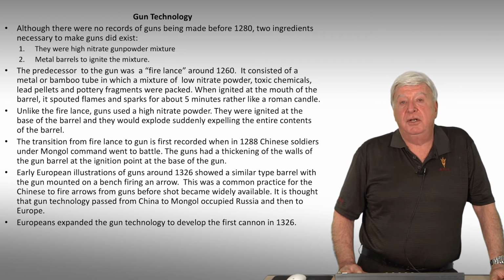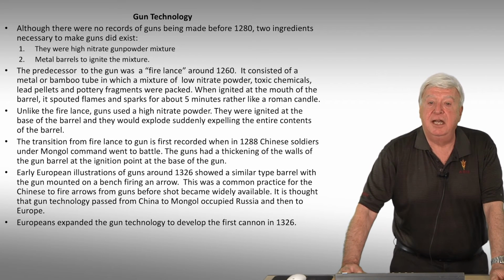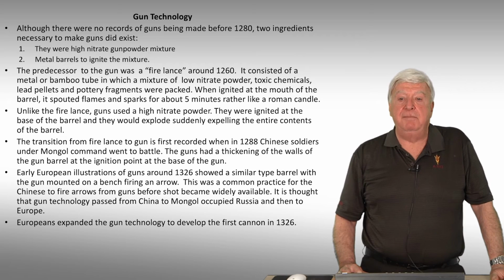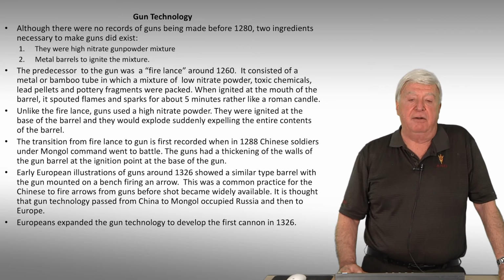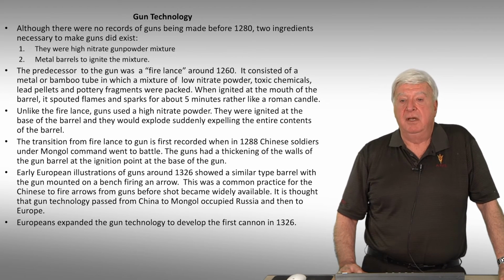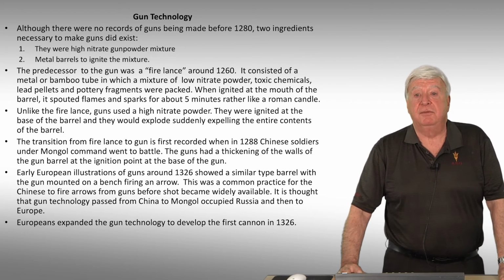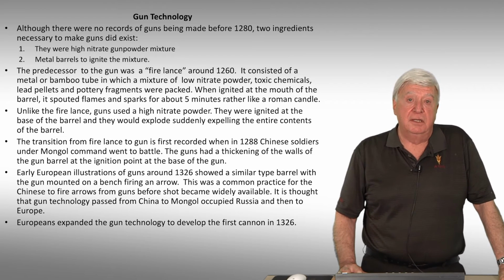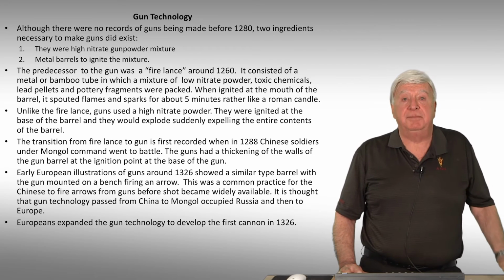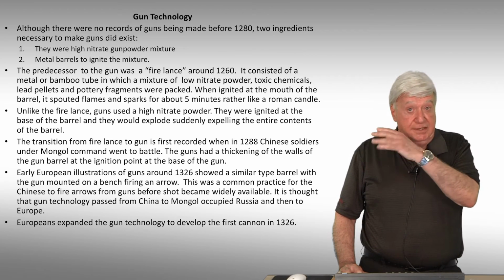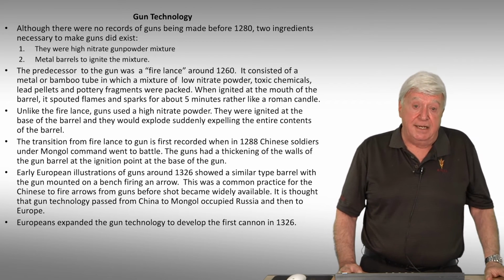Early European illustration of guns around 1326 showed a similar type barrel, with the gun mounted on a bench firing an arrow. This was a common practice for the Chinese to fire arrows from guns before shot became widely available. It is thought that gun technology passed from China to Mongol-occupied Russia and then to Europe. Europeans expanded the gun technology to develop the first cannon in 1326. That was the first European development in technology, the cannon.